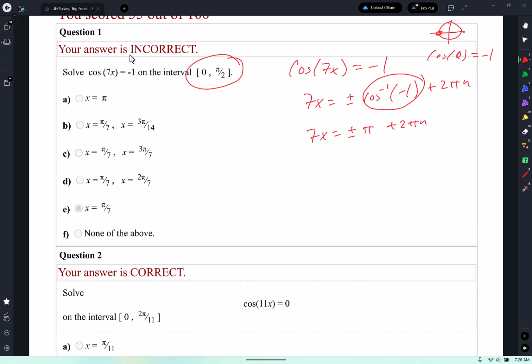And then from there, I need to get x by itself, so I'm going to just divide by 7. So x equals plus minus pi over 7 plus 2 pi n over 7. So yeah, we were only going to have, let's see, one answer for sure is going to be pi over 7. And then if I add 2 pi to pi, because that's 1 pi there, the denominator is a 7, I'm going to have 3 pi over 7.